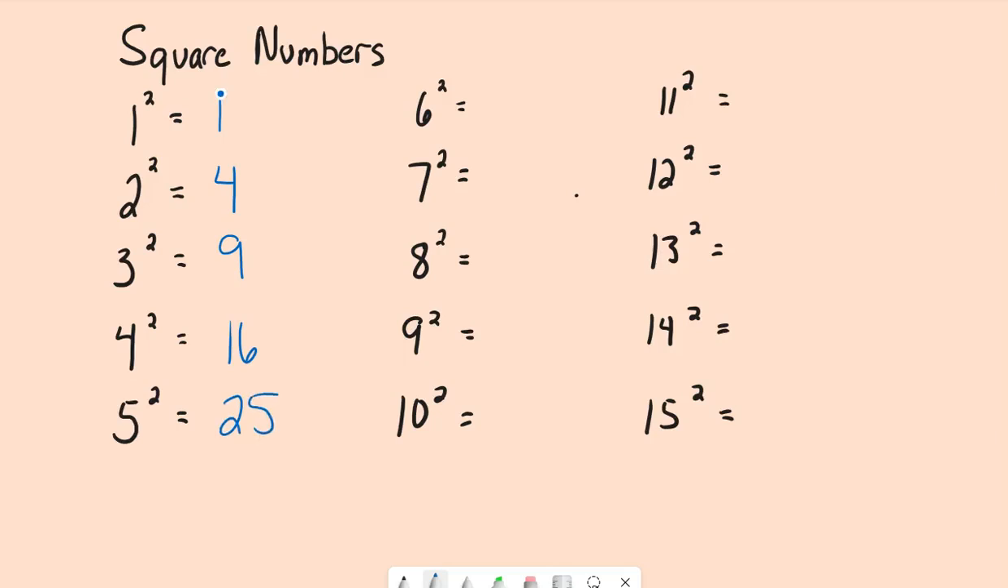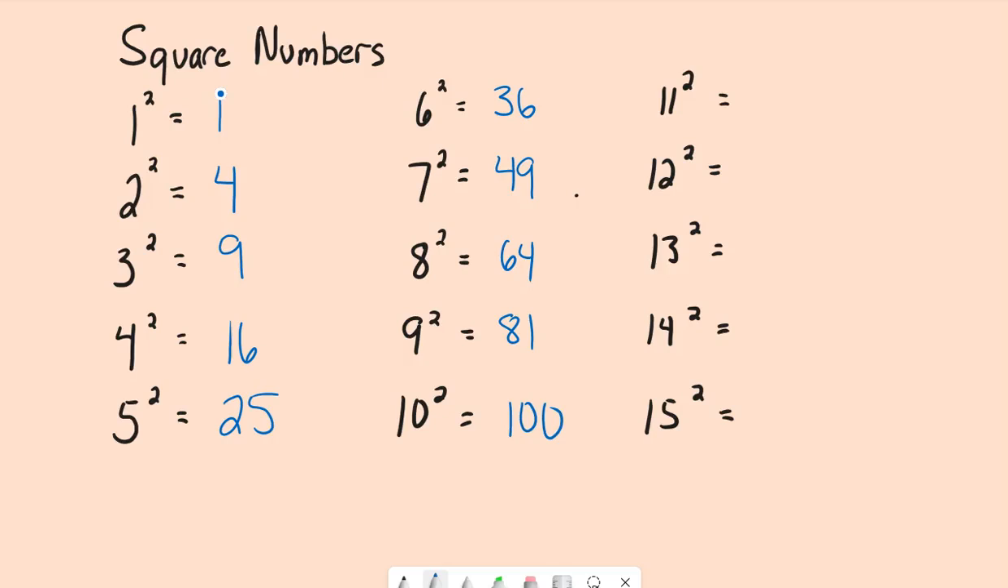6 squared is going to be 36. 7 squared, 49. 8 squared, 8 times 8 is 64. 9 squared is 81. And 10 squared is 100. Okay, I should definitely have 1 through 10 memorized. But you can go a little further.